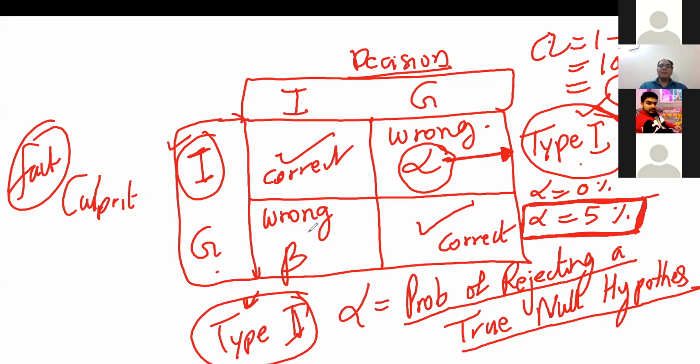And related to the beta, we completely ignore this beta. We don't take care of this beta. Why? Because if we decrease alpha, beta will increase. If we increase alpha, beta will decrease. So both are moving in the opposite direction. You can't manage alpha and beta at the same time.